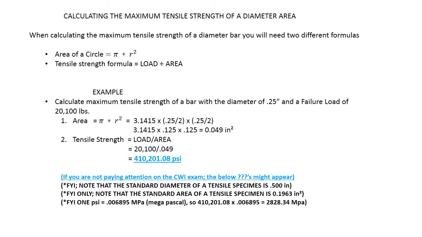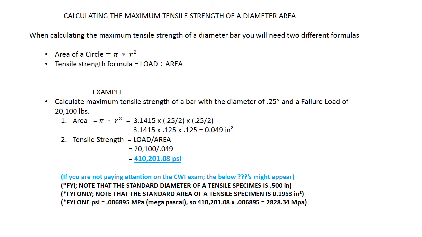which equals, next you go 3.1415 times 0.125 times 0.125 equals 0.049 inches squared. Next, we're going to find the tensile strength, which is load over area. The load failed at 20,100 pounds divided by 0.049. The answer would be 410,201.08 pounds per square inch.